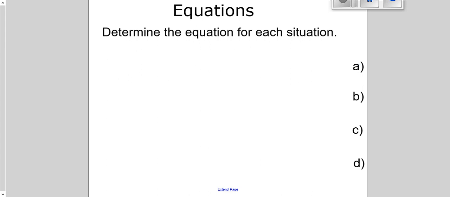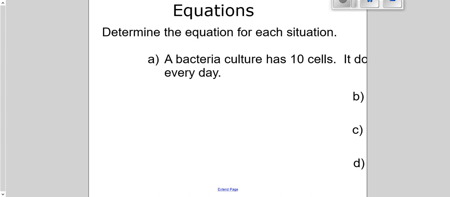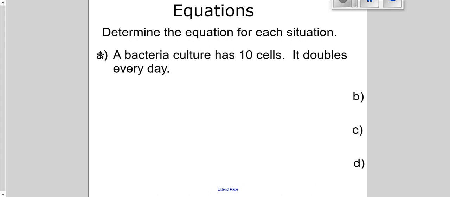So here we have different situations. We just want to be able to write the equation. So here's my first one. A bacteria culture has 10 cells. It doubles every day. So here's our 2 pieces of information.